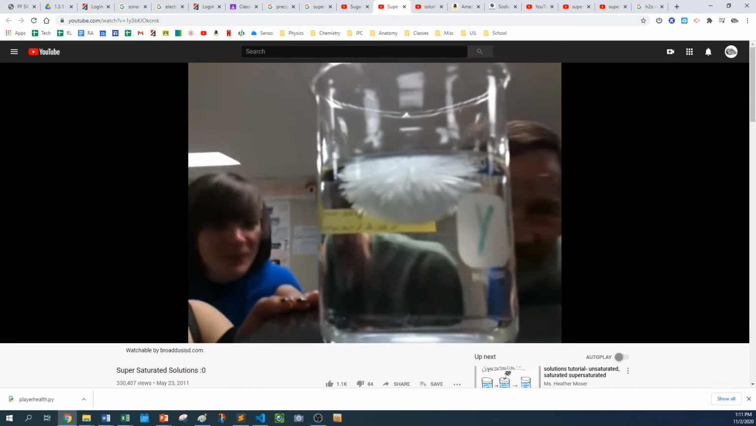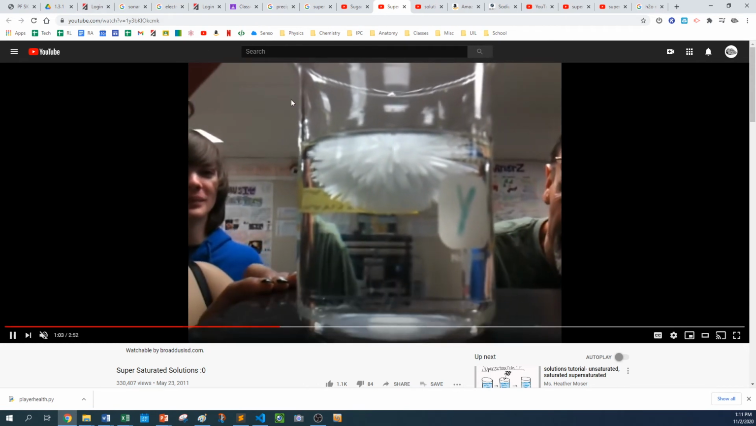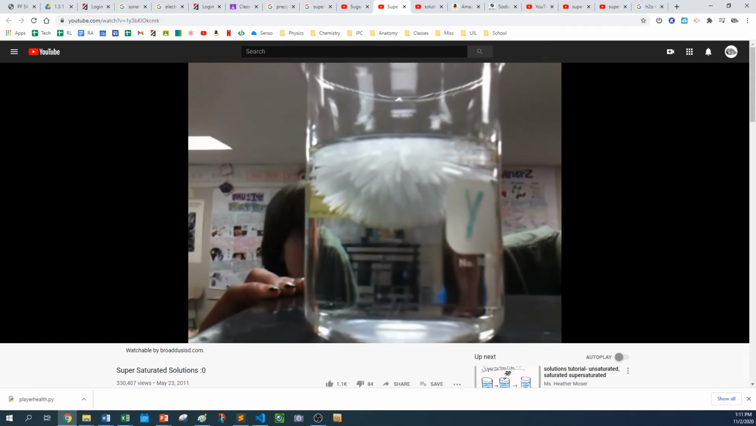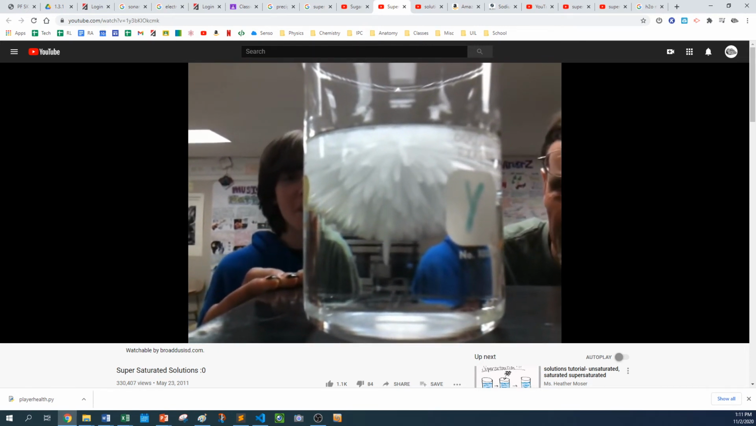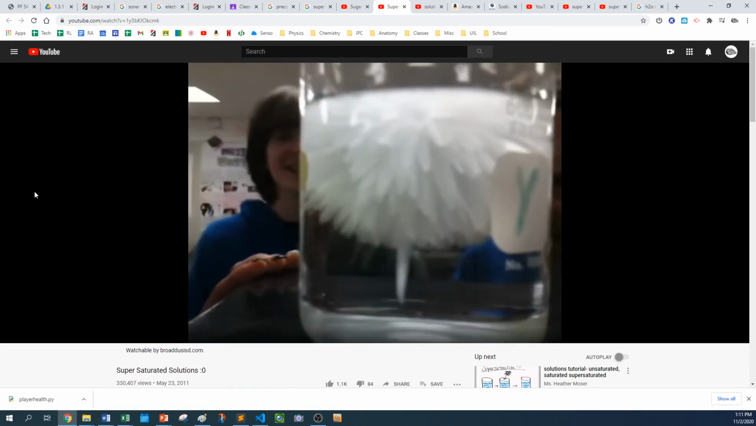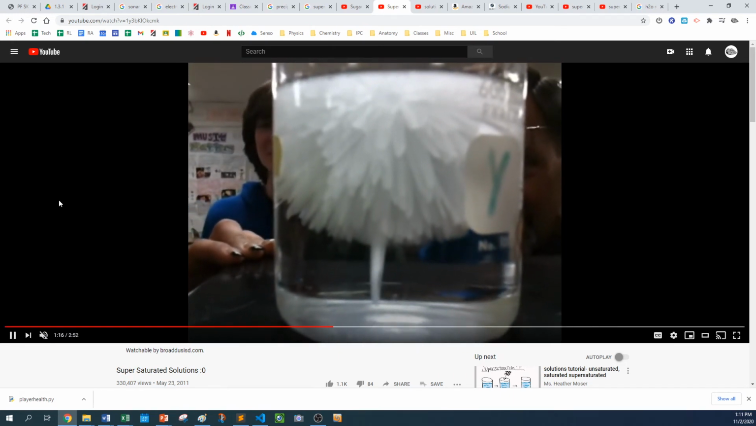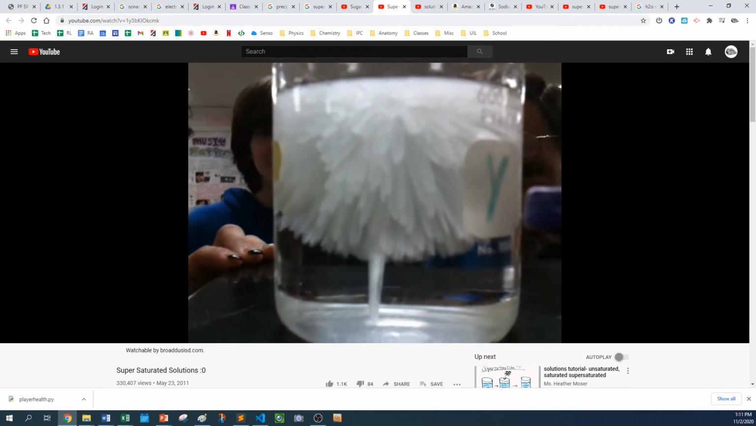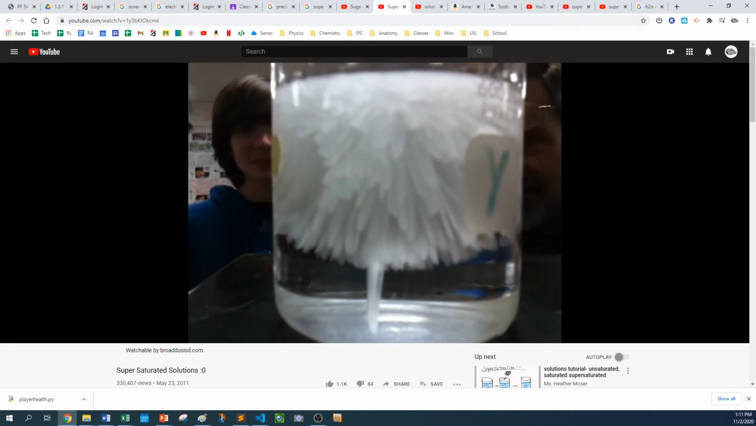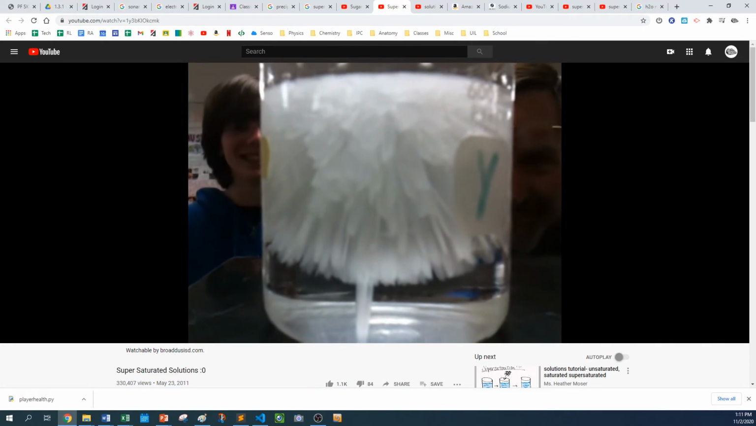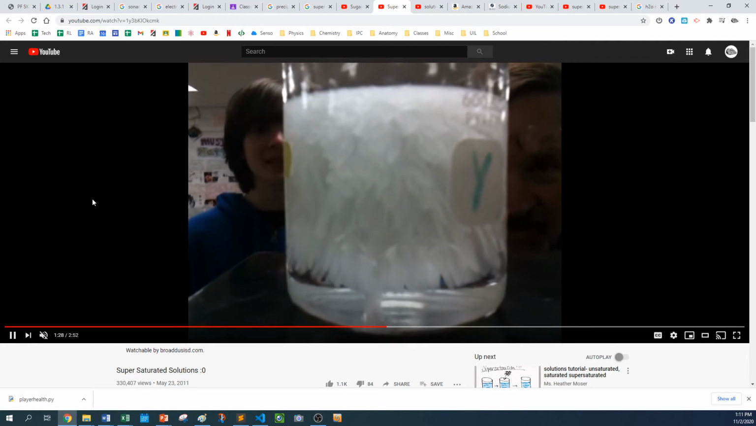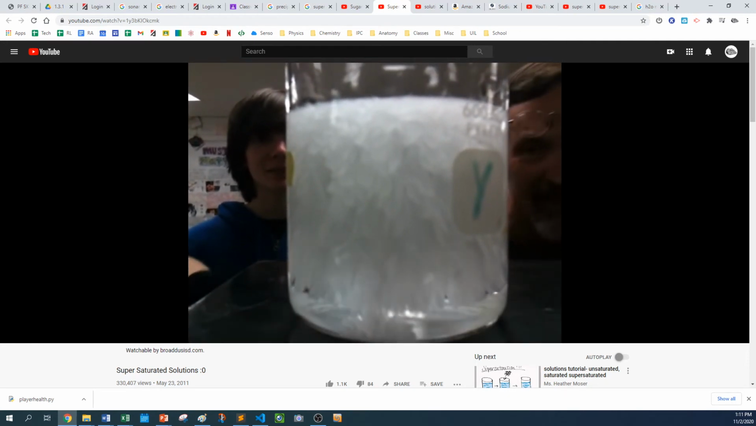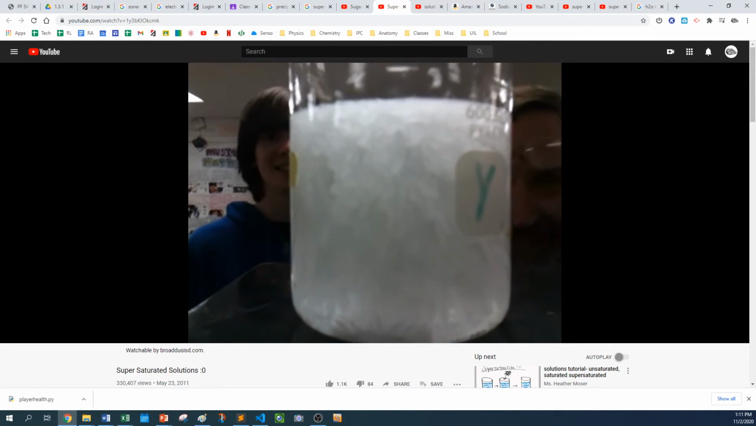This is also very exothermic. You might see steam up here as some of the water is boiling. But I plan on doing this next week or whenever it comes in. Yes, so it's coming out of solution.